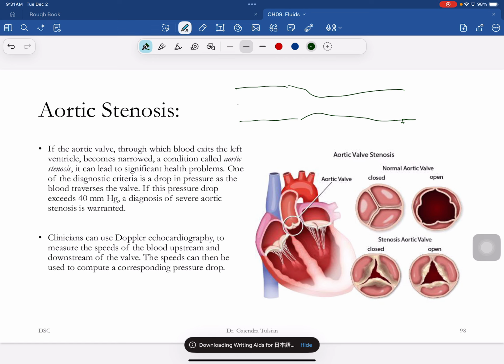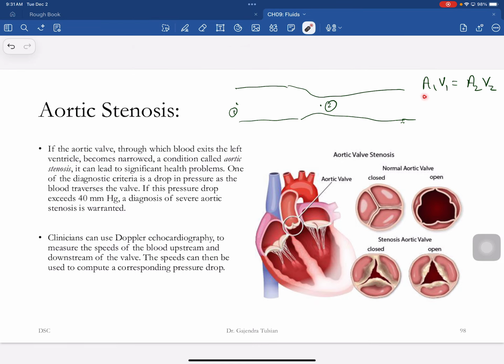What this says is, the equation of continuity says A1 times V1 equals A2 times V2. What this formula says is how many gallons a minute of blood are flowing, or how many liters. So this is the volume of blood that is flowing per second. This is the area of cross section, and this is the speed of the blood.